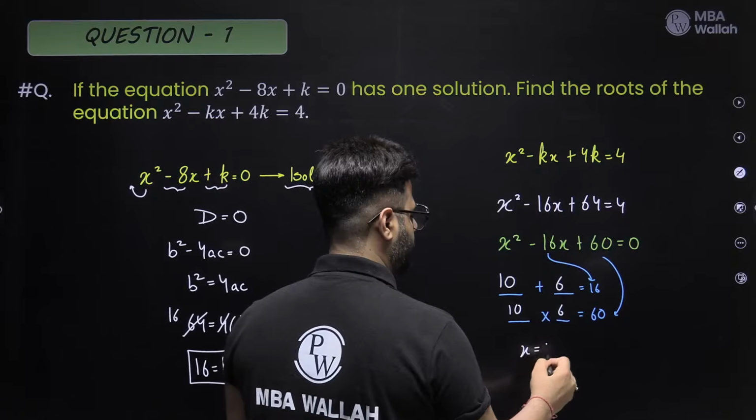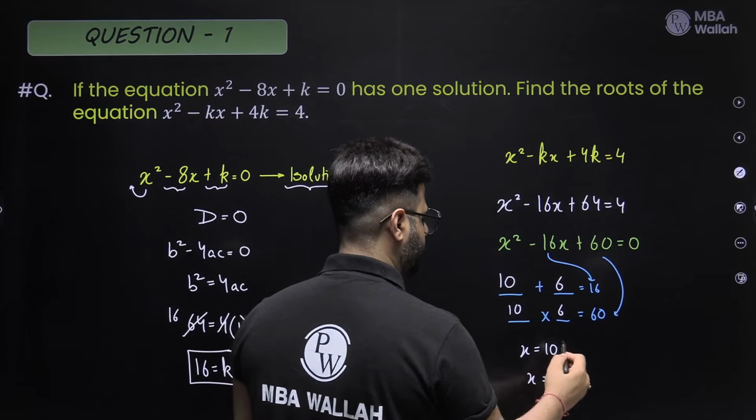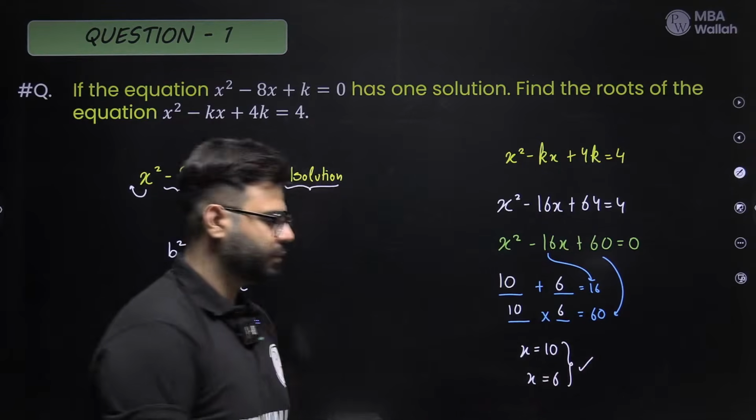So x comes out to be 10 and x comes out to be 6. This is the answer you're looking for, right? Easy.